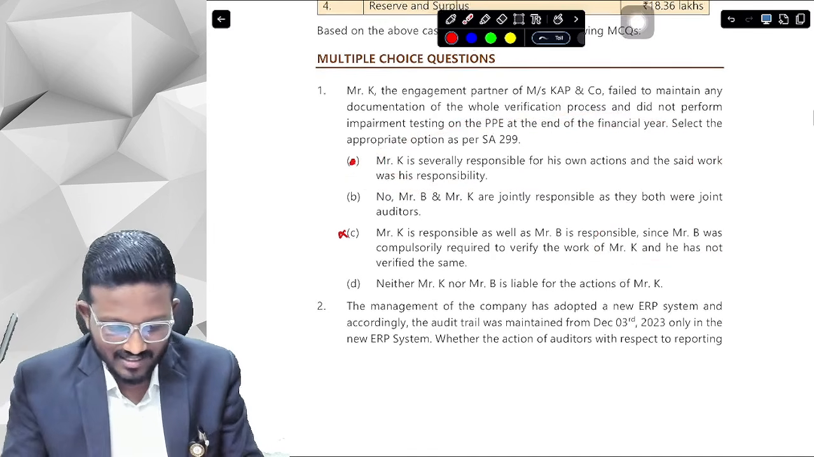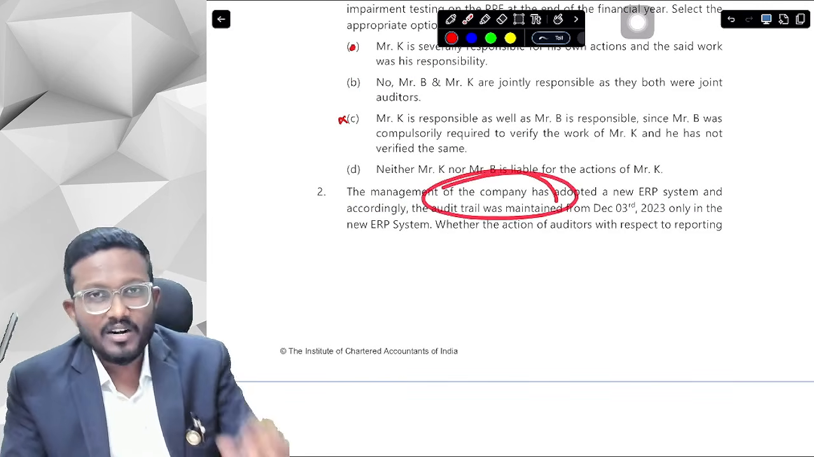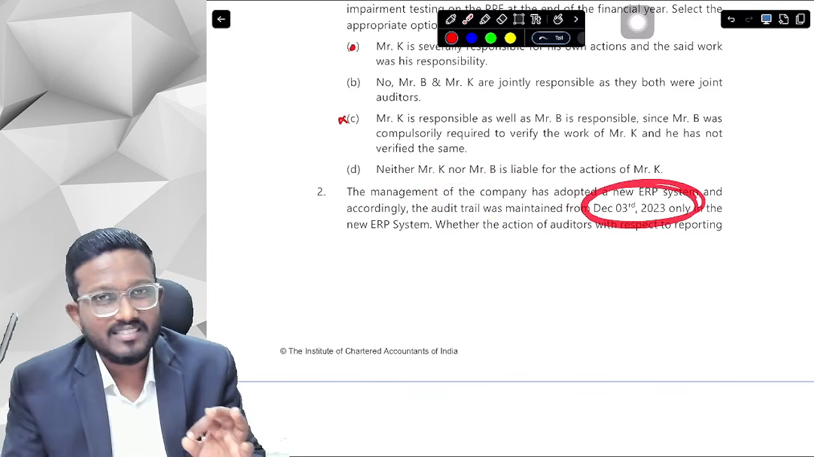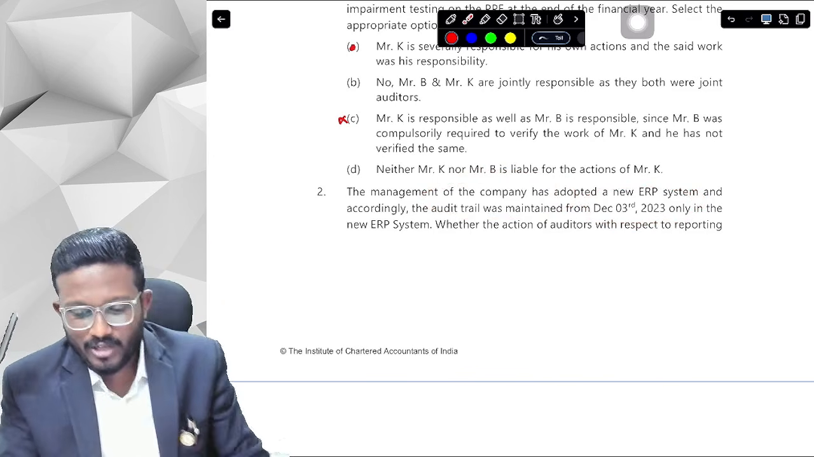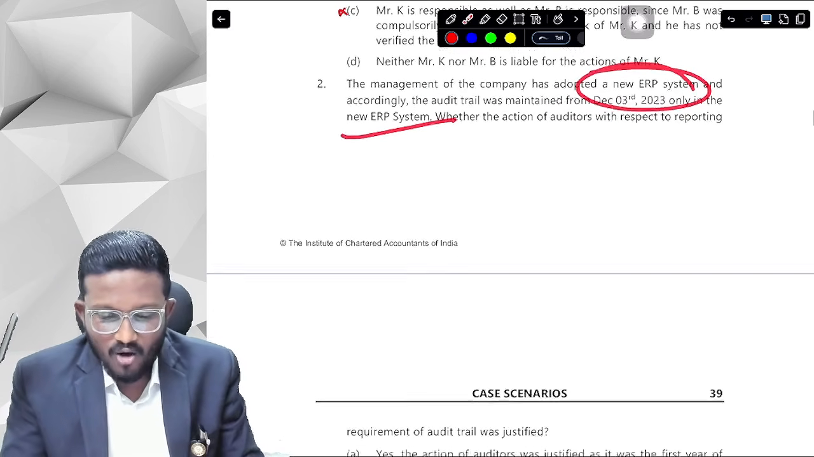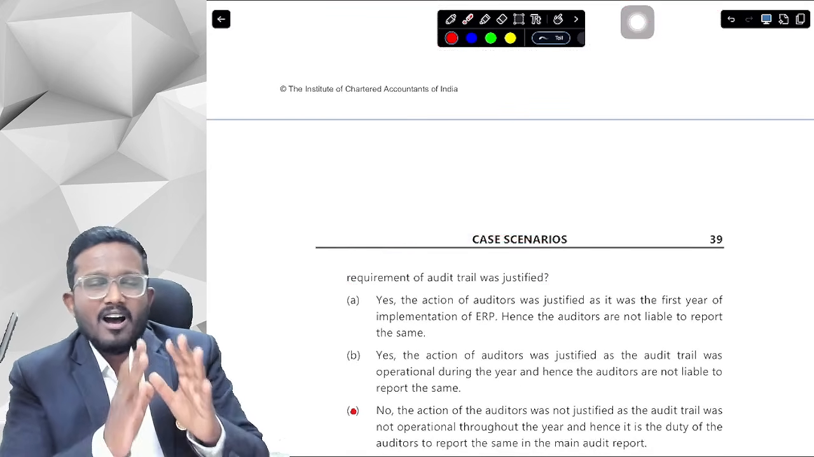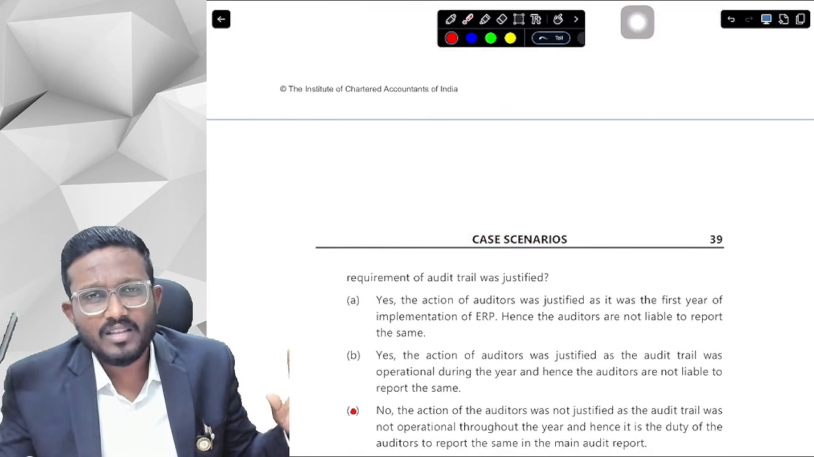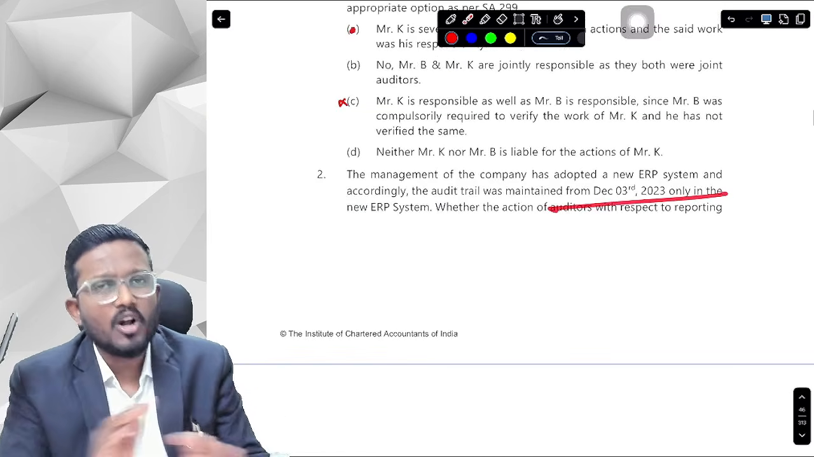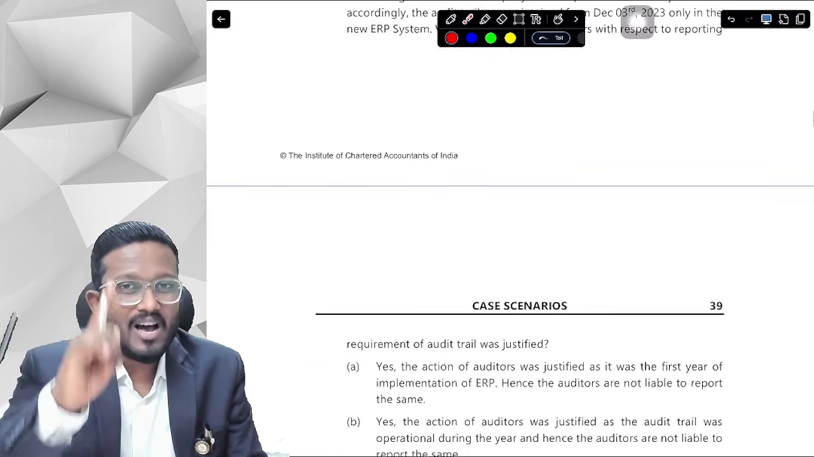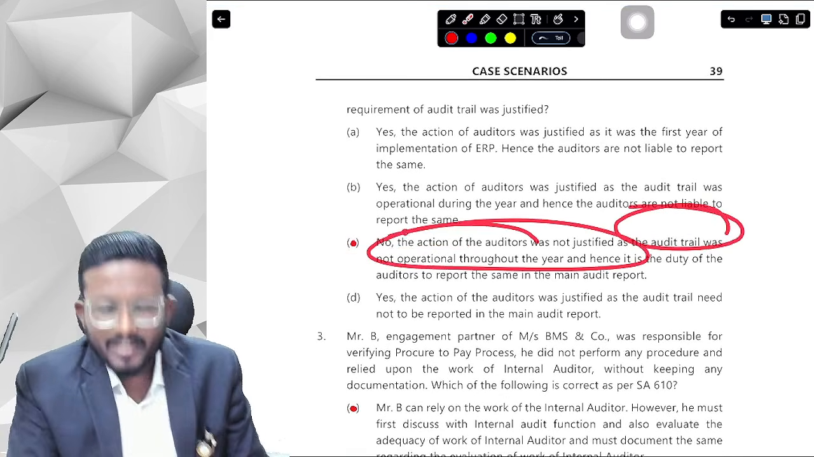Okay, yes sir. Next, the management of the company has adopted a new ERP system according to which an audit trail was started to be maintained from 3rd December 2023. So before this, audit trail was not maintained, but after 3rd December 2023 the audit trail was maintained. Now whether the reporting requirement on audit trail was justified, the auditor said that we need not report about this since the audit trail was available after 3rd December. But this is not justified since the audit trail was not operational throughout the year.